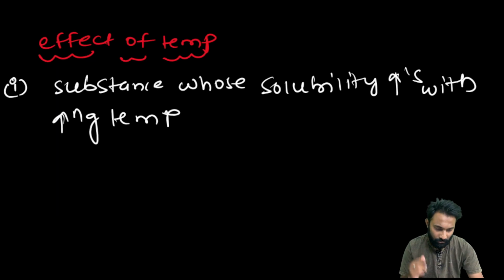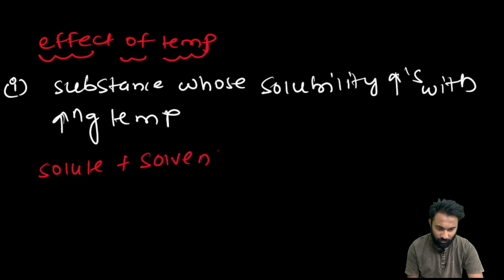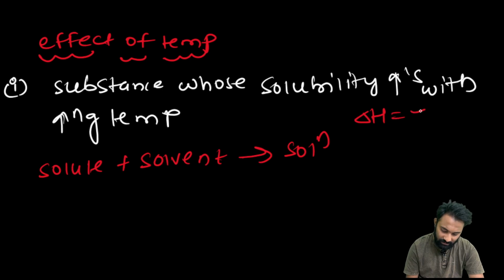Which one? Now you see. First example for this one: solute plus solvent converting into the solution. Here the condition is delta H is negative.